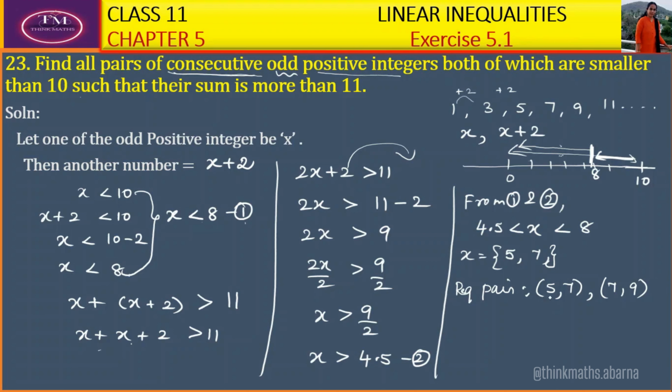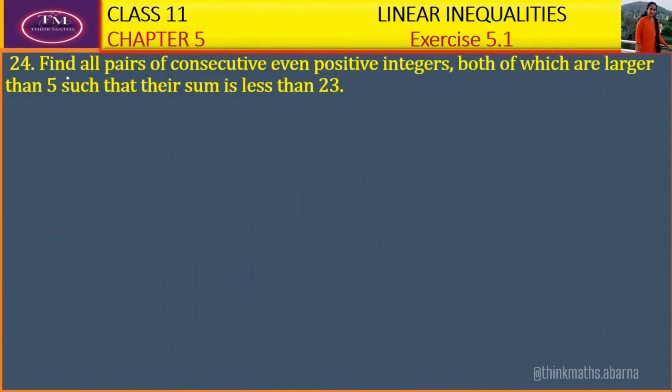So it satisfies. 5 plus 7 is 12, which is greater than 11. Their sum is more than 11. 7 plus 9 is 16, which is more than 11. And both numbers are less than 10. Both are less than 10 and their sum is greater than 11. So these are the required odd pairs. Okay, understood? So moving on to the 24th one.